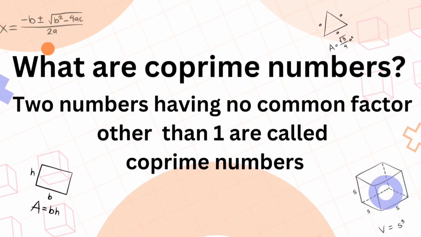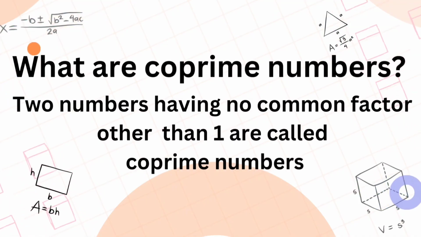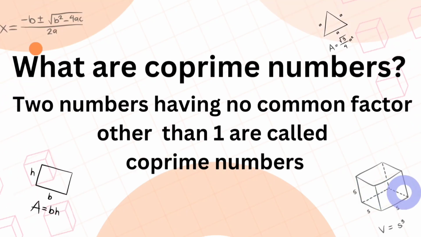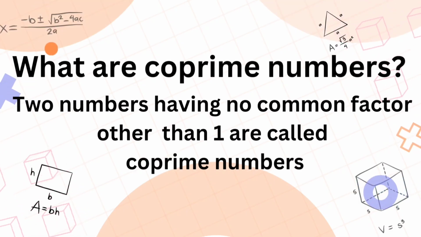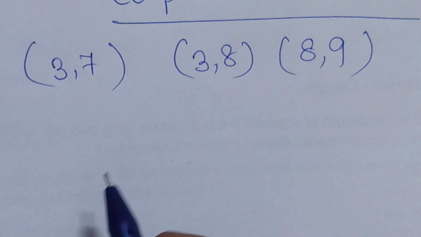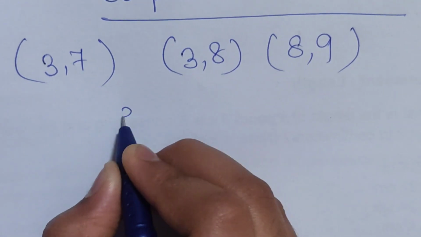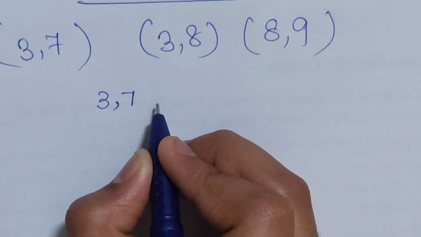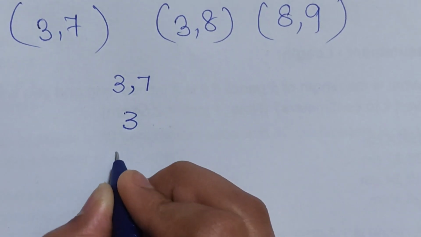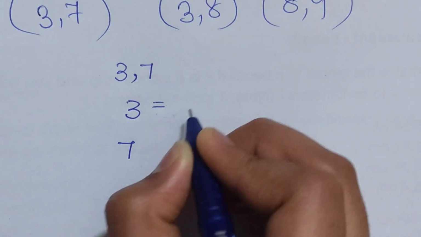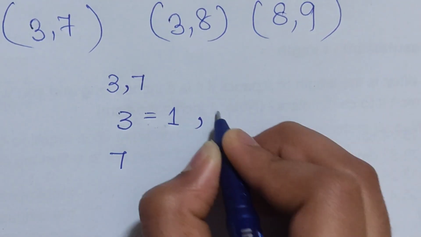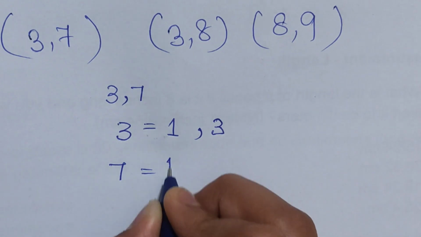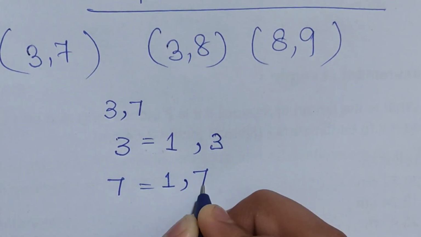Do you know what co-prime numbers are? Two numbers having no common factors other than 1 are called co-prime numbers. Two prime numbers are always co-primes. Two co-prime numbers may or may not both be prime numbers. In the above pairs, these numbers have no common factors other than 1, so these are co-prime numbers.